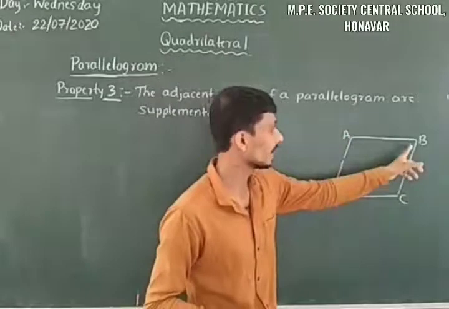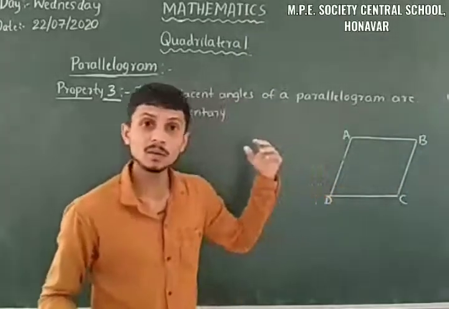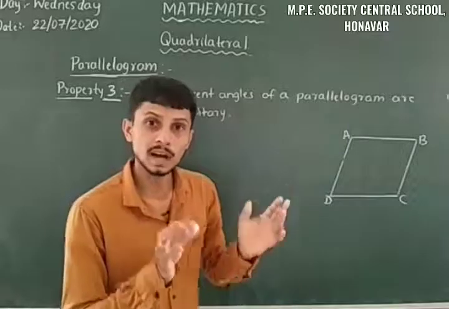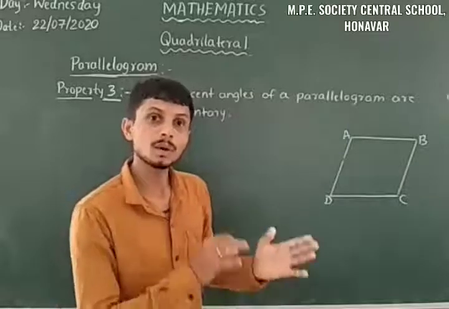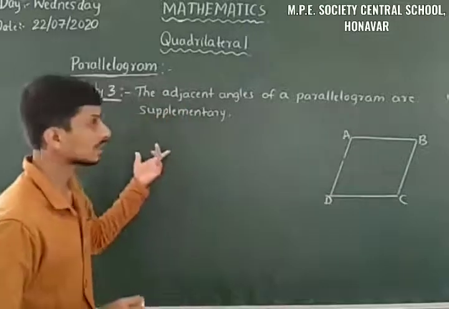That is A and B, B and C, C and D, and D and A are four pairs of adjacent angles. The sum of those adjacent angles is 180 degrees. So how can we say that here?